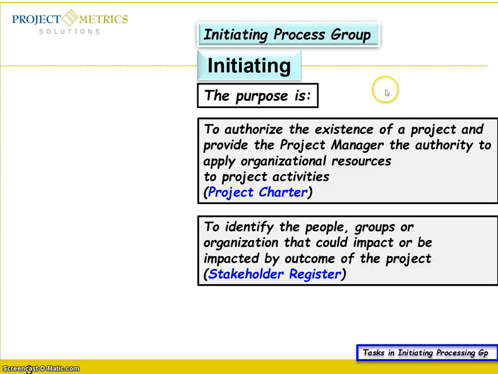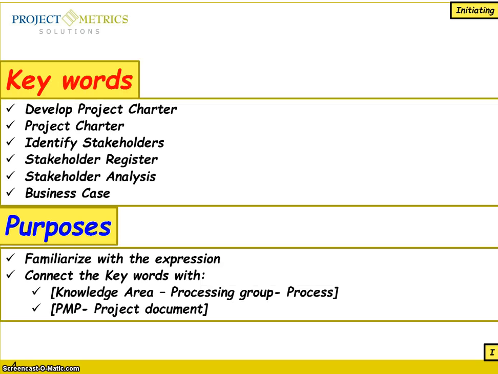What is the project charter all about? The purpose of creating the project charter in the initiating process group is, number one, to authorize you as a project manager, giving you the authority to apply organizational resources to project activities, and number two, to identify the people, groups, or organizations that could impact or be impacted by the outcome of the project. That is the output of the stakeholder register.